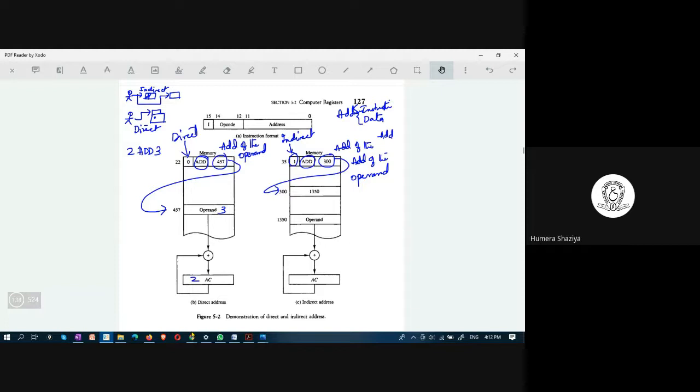Here it is indirect. When you come to 300 location, you find 1350. This 1350 is the address of the operand. So see here, you are taking two parts like this, which I told you. First you have to go and take the key, and then you have to go to the second. Here it is direct, here it is indirect. Understand, students? Direct and indirect address. Yes, ma'am.